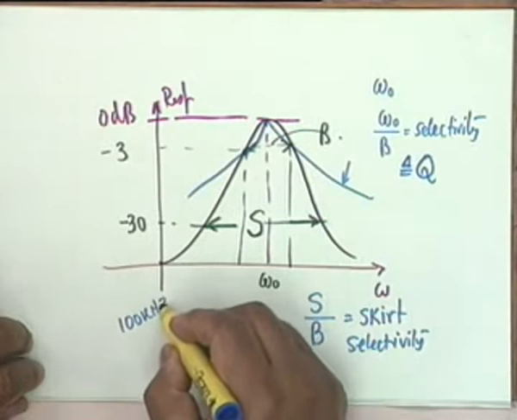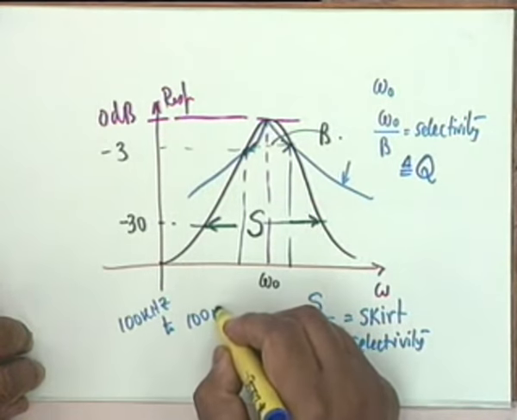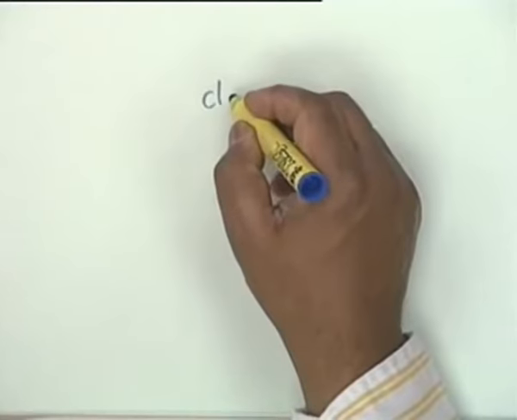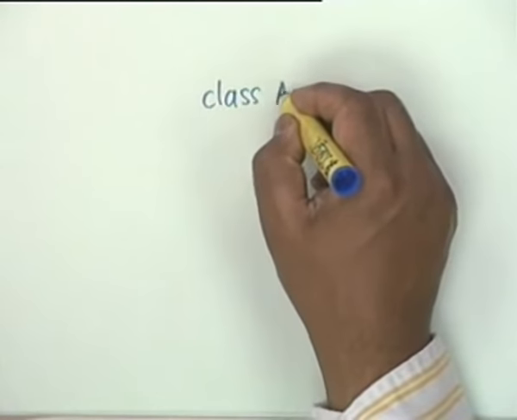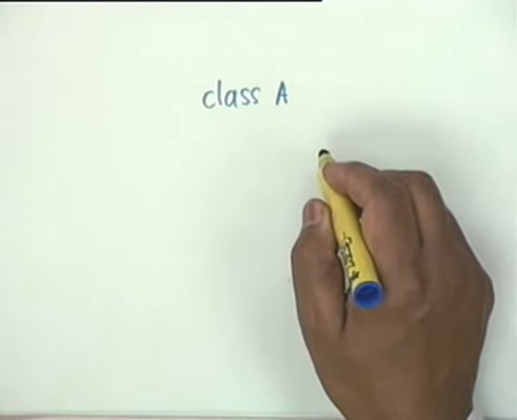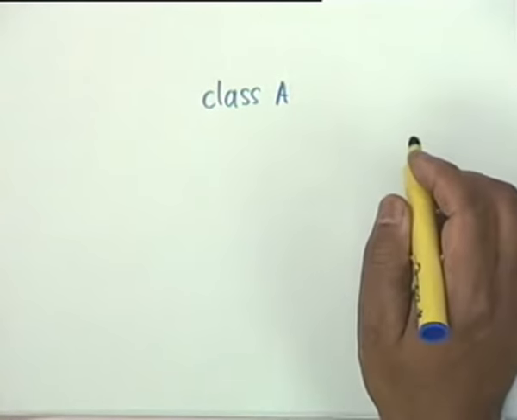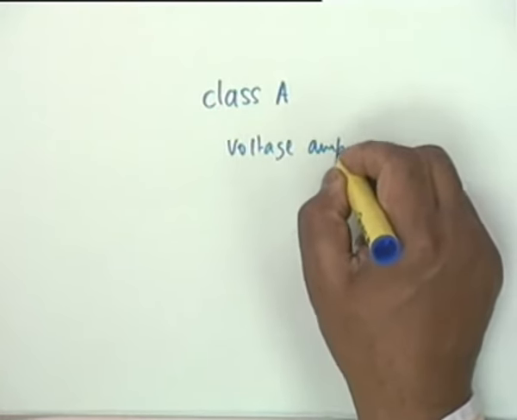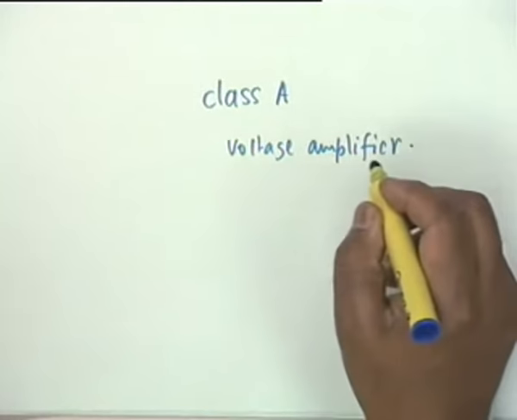But anyway, for a few hundred kilohertz to a few hundred megahertz, such a characteristic is obtained by a tuned circuit, an RLC tuned circuit, a very simple tuned circuit. We shall consider tuned amplifiers of the following class, class A only. We will not consider any other type. Class A and voltage amplifier. These are the usual demands in practice.